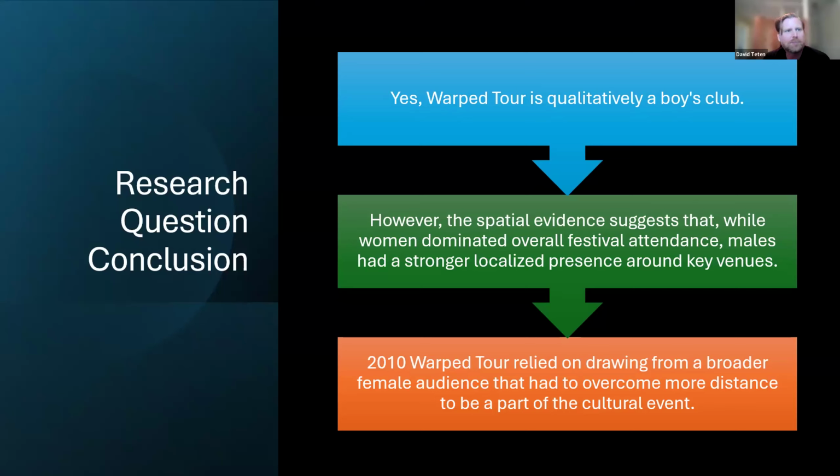attract these audiences. In 2010, the Warped Tour relied on drawing from a broader female audience, who had to overcome more distance to be part of the cultural event. This could be a trend in the rest of the cities. I'm not sure. We could do that if we want to. But the women that attended this festival year after year contributed to the inclusiveness of this festival, and the experience suggests that they had to work harder to be a part of the boys' club, to breach the gender divide in extreme music and sports. That's all I have for now. Questions? I don't have a reference page because I didn't see it in the requirements.